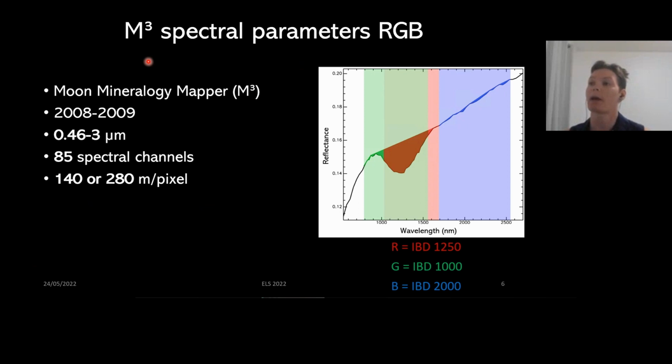Some facts about the M-cubed instrument. It orbited around the Moon between 2008 and 2009 and obtained data between 0.4 and 3 microns, spanning 85 spectral channels, with a spatial resolution of 140 to 280 meters per pixel. Once we make mosaics over the craters, we calculate a series of spectral parameters. The graph on the right shows the color composite that we make using those spectral parameters.